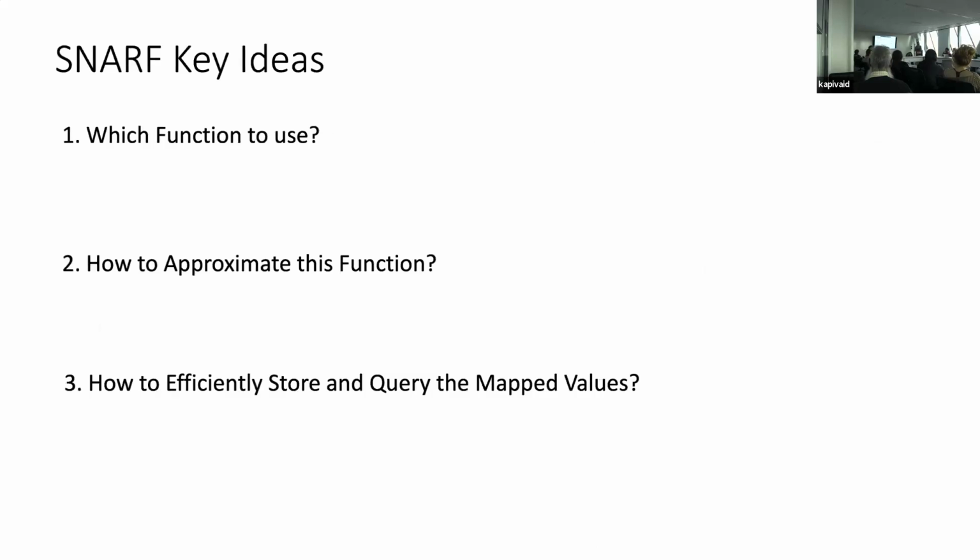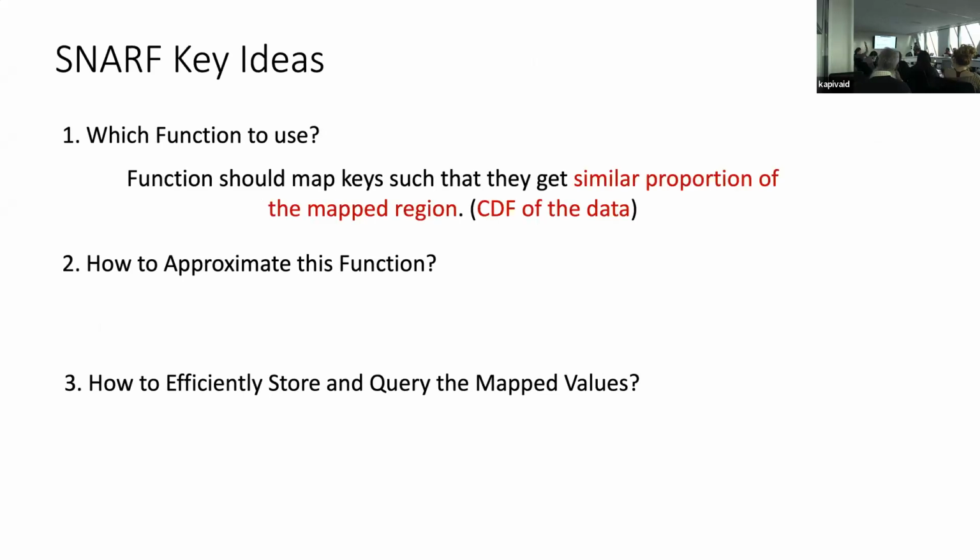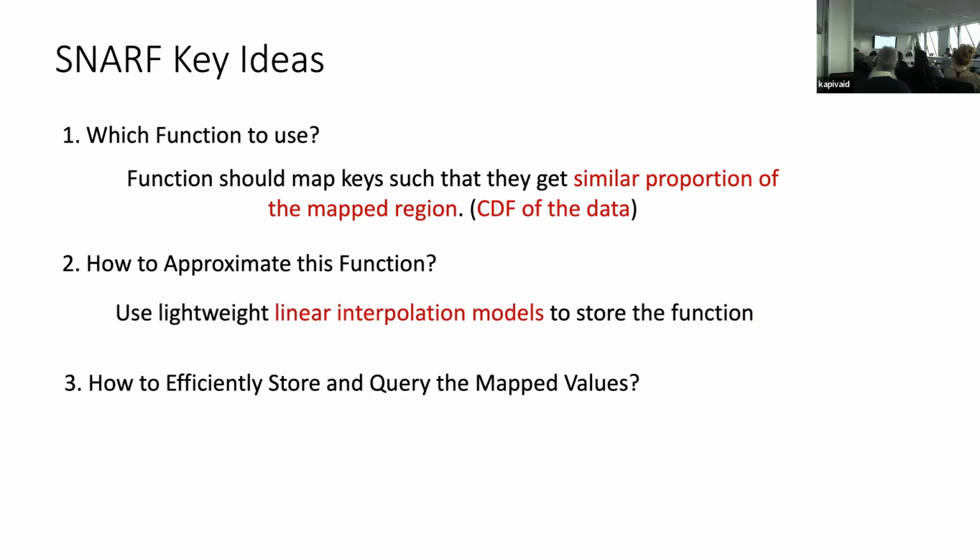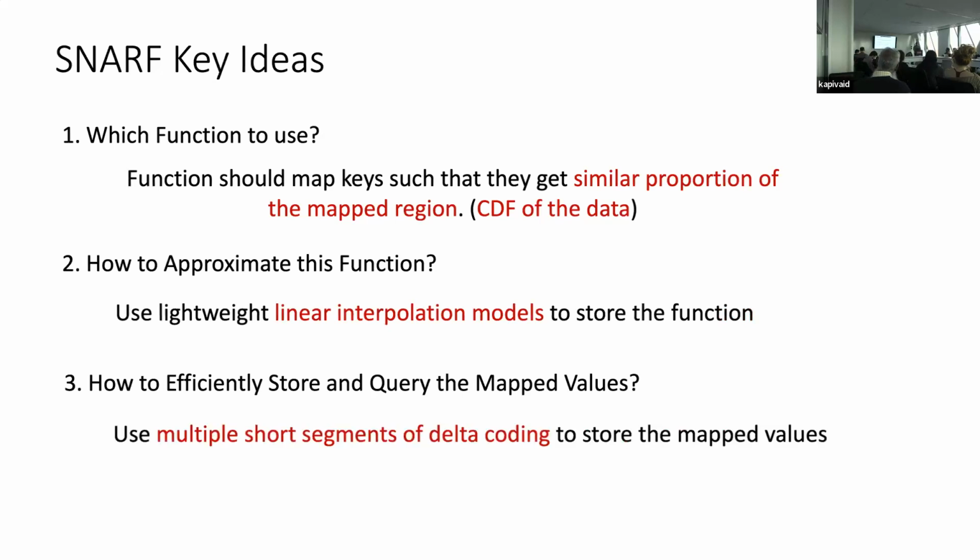So just to summarize, the key ideas behind SNARF is that we use a function that maps the keys uniformly in the mapped region, so that it's optimal for the false positive rate. We use linear interpolation models to store this function, and we use multiple short segments of delta coding to space efficiently store the mapped values and also query them efficiently. So these are the 3 key ideas in SNARF.